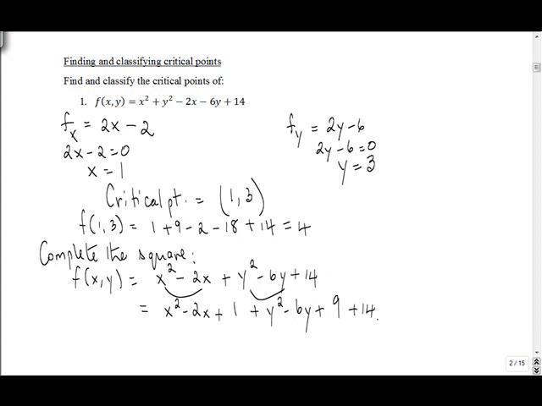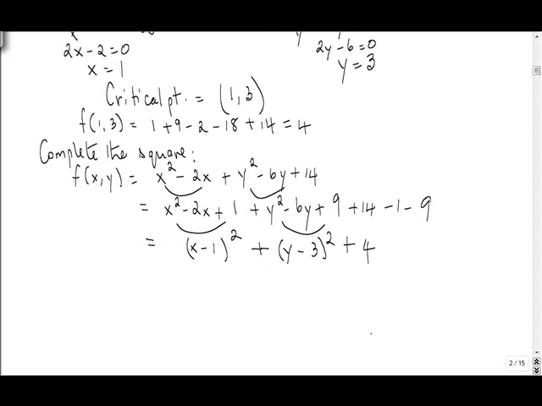Notice we have changed the function. The function is not the same. Why? We have added in 1 and we have added in 9. So if we want the function to be the same, we have to take out what we have added in. So we subtract a 1 and we subtract a 9. Now the first is a perfect square, and that is x minus 1 squared. This is a perfect square, and that is y minus 3 squared. And this is 4.